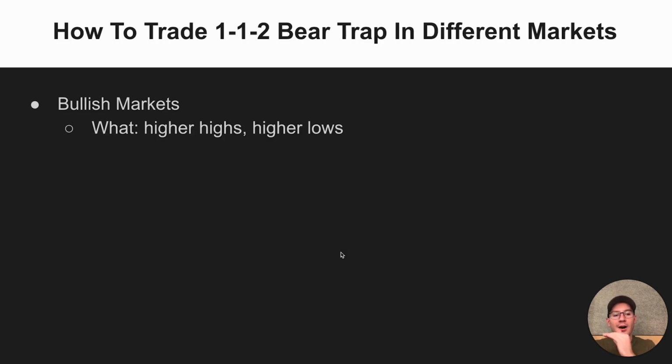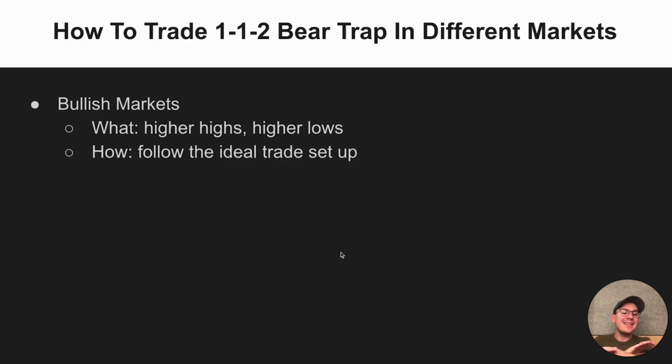Bullish markets are higher highs and higher lows. It just means the market's trending up. It's moving higher. If we're in that case, this is the ideal setup for a 112. We're just going to do the normal 112 setup, and that will give us great results.